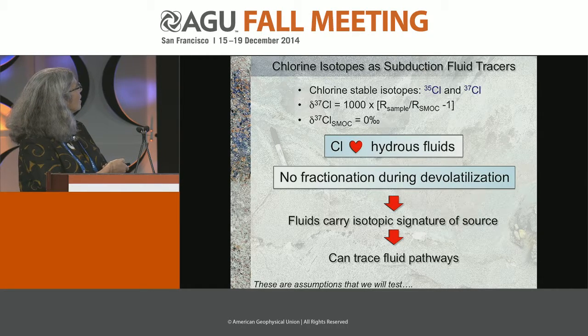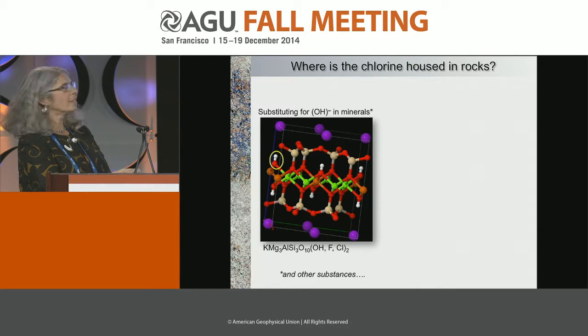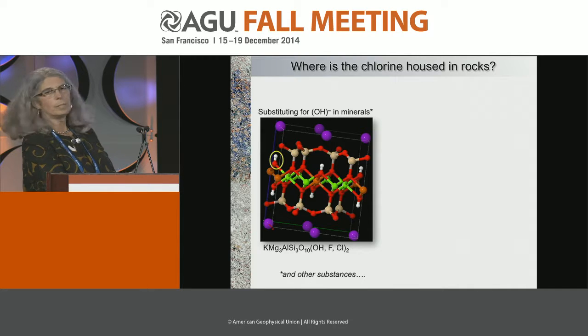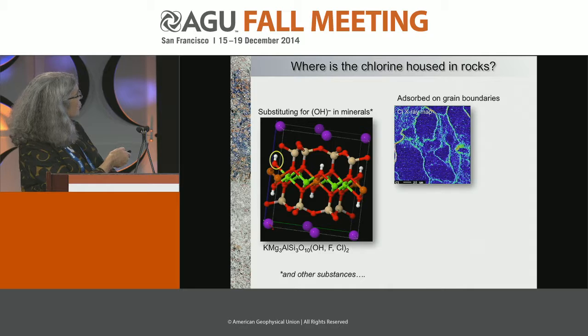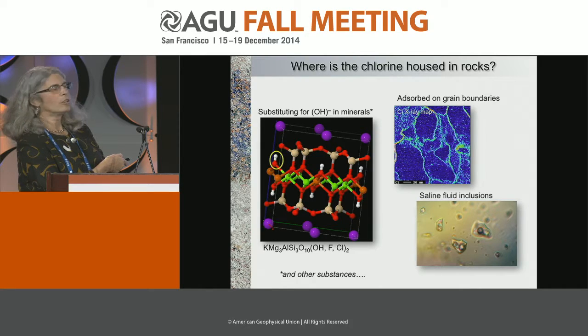All right. So, before I get into the details of some case studies, just a little bit about where chlorine is housed in rocks. Some of it substitutes directly for OH groups in minerals, for example, clays and micas, apatite, and so on. This is a biotite right here. Some of it appears to be adsorbed along grain boundaries. This is a chlorine X-ray map. You can see the chlorine around. This is a quartz grain right here. This is clay over in here. And some of it is in saline fluid inclusions.